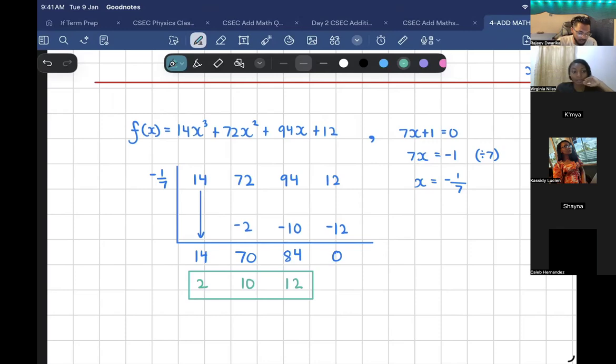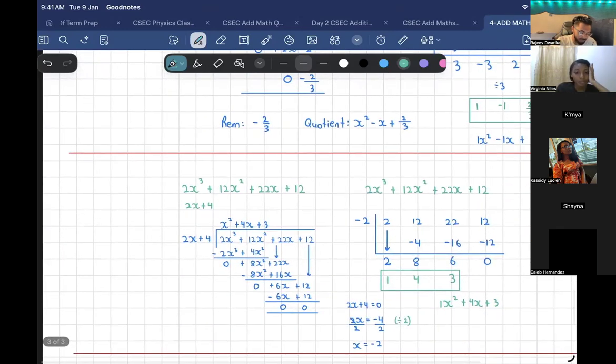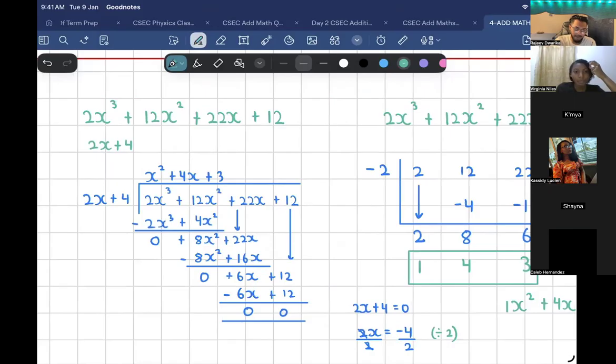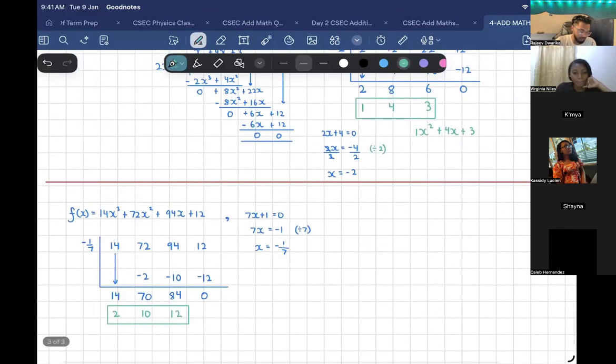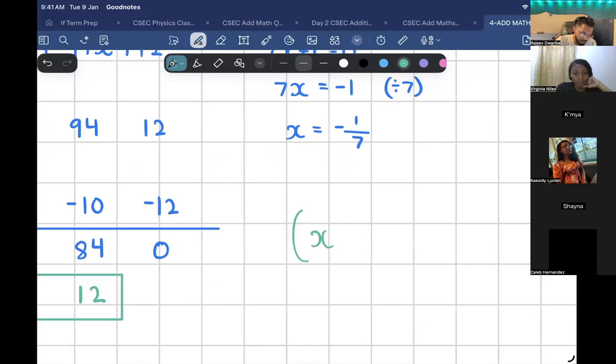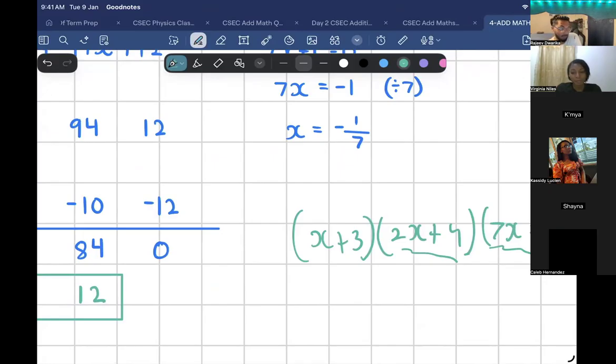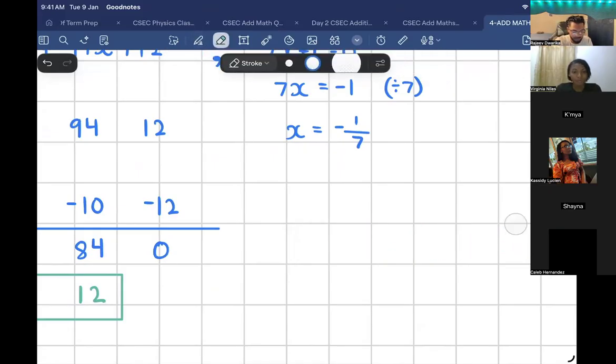The reason why you were thinking that is because in the previous examples, the numbers I used were prime numbers like 2 and 3. But if I use something like 14 and I factorize it, I would have something like x plus 3 by 2x plus 4 by 7x plus 1. I would have instances where I might divide one by 7, and I might divide the other one by 2. So it depends.